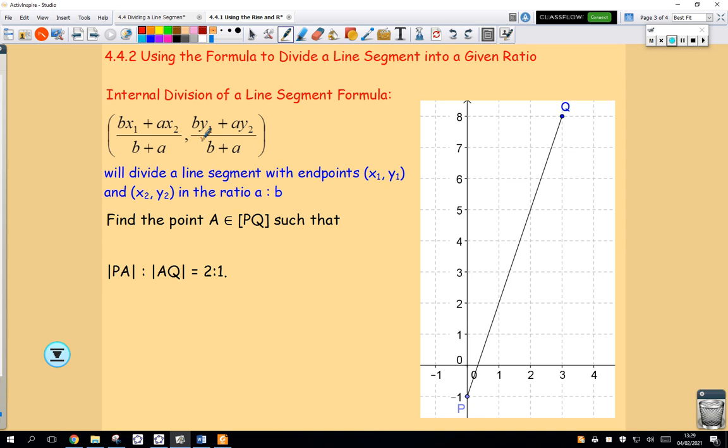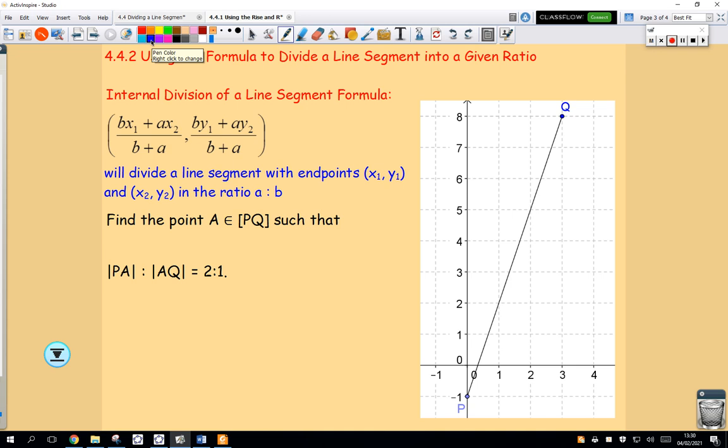It looks like a complicated formula, but it's really not. It's really straightforward, and we derive that formula by just doing what we did with the rise and the run, but just calling the endpoints x1, y1 and x2, y2, and the ratio a is to b. Notice that we will have two sides. The first side has a parts, the second side has b parts, so the total number of parts will be a plus b. So you just can do a kind of general version.